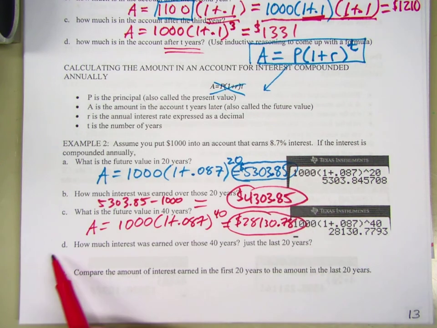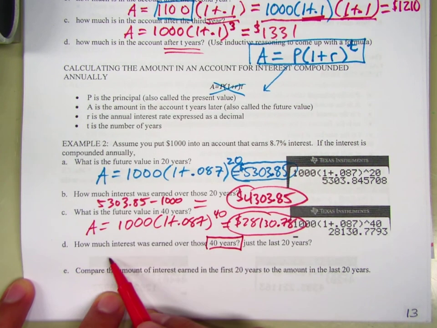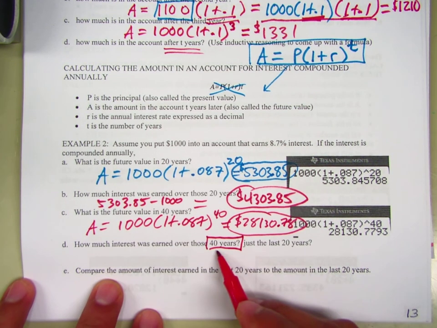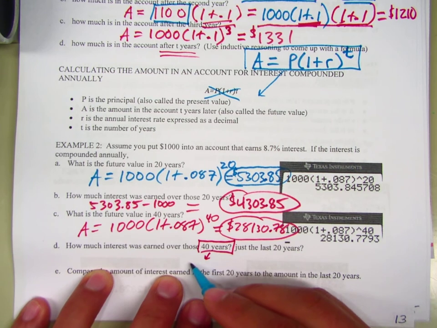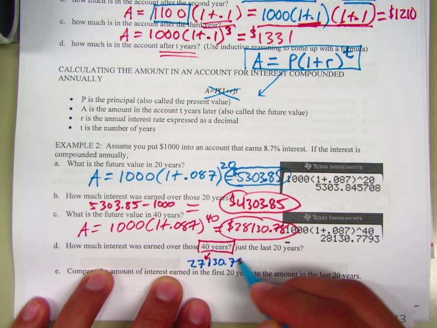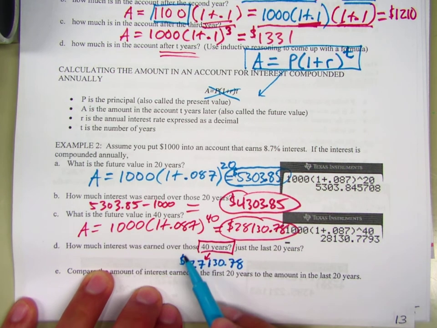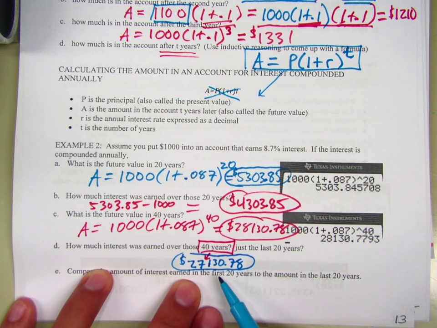And so let's talk about splitting this up. So over those 40 years, how much interest was earned? How much did I put in? 1,000. So we just subtract, and that means $27,130.78. So that's how much interest was earned in 40 years.